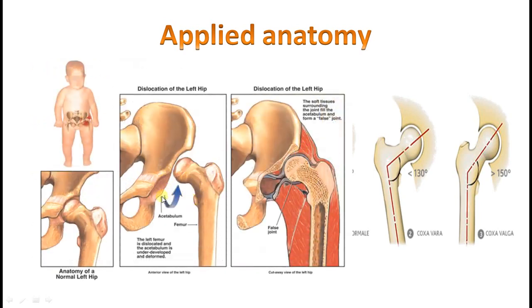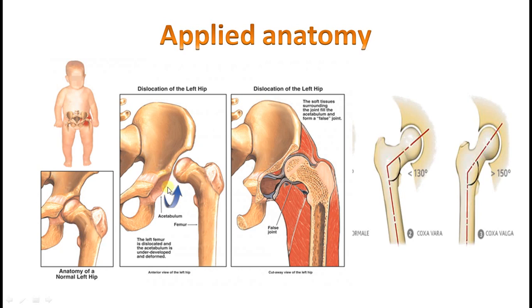The acetabulum, the posterior superior part, is very poorly developed. Because of that, there is a posterior dislocation of the femur, that is called congenital dislocation. In the dislocated part, the capsule or the labrum sometimes might be inturned or outturned, which has to be surgically corrected. That is about the congenital dislocation.